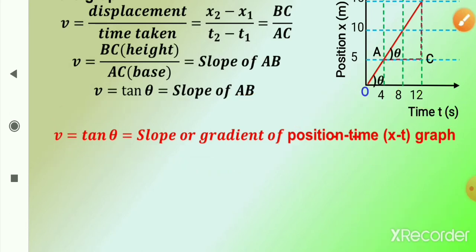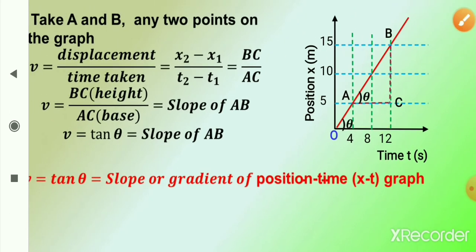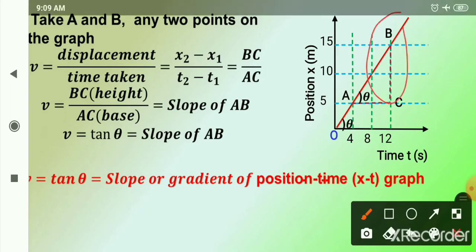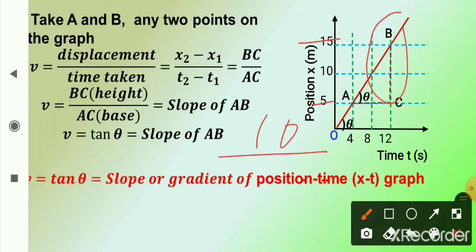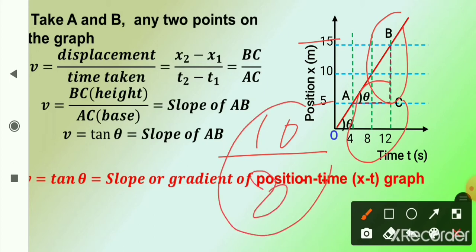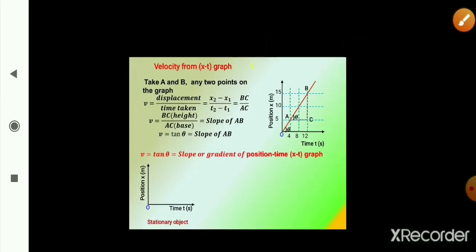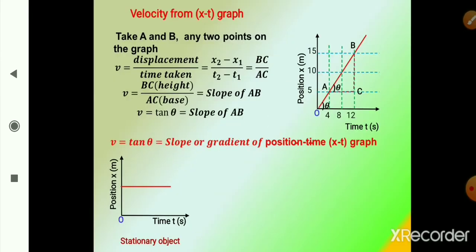So from here, if I wish to calculate the velocity, then you can see that this BC is 15 minus 5, that is 10, upon AC, which is 12 minus 4, that is 8. So 10 upon 8 meter per second. You can simplify it, right? And now let us take some more examples. The same graphs here.